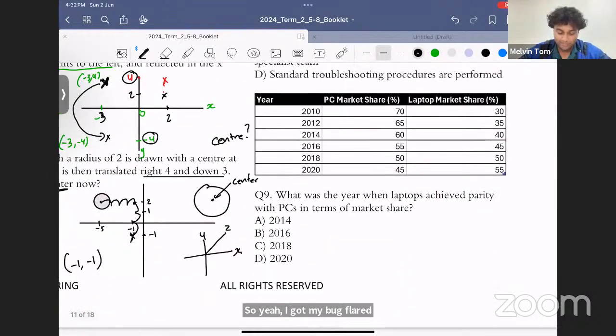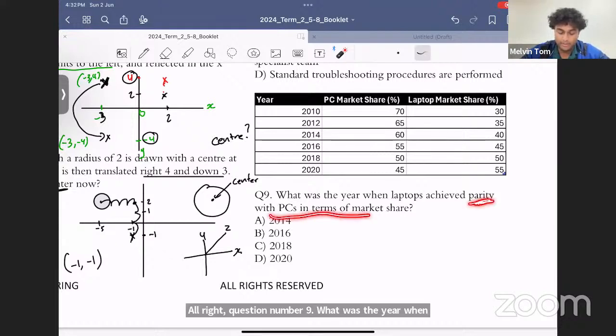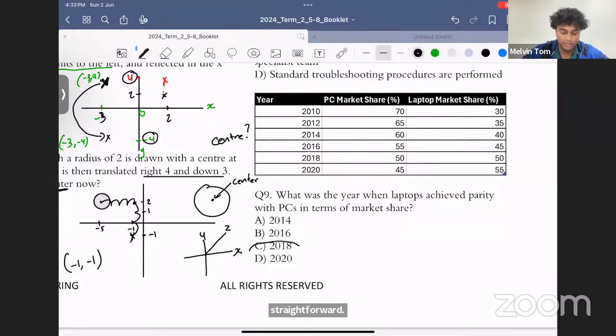All right. Question number 9. What was the year when laptops achieved parity with PCs in terms of market share? So what that means is, which year did PCs and laptops have the same market share? And the answer is very straightforward. It is 2018, where they both had equal market share. Answer is C.